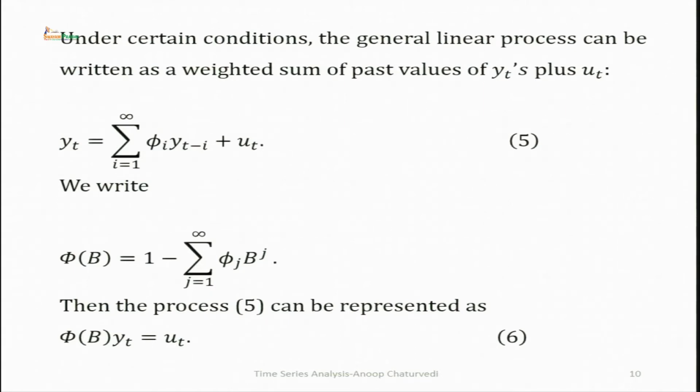Means in Wold decomposition, what you have done? You are writing y t as a linear function of present and past shocks. In this form of general linear process given in equation 5, you are writing y t equal to summation i equal to 1 to infinity phi i y t minus i plus u t. So, now it is a function of past values of y t's. Actually, it is a weighted sum of past values of y t's, and then you have this u t, which is termed as shock.